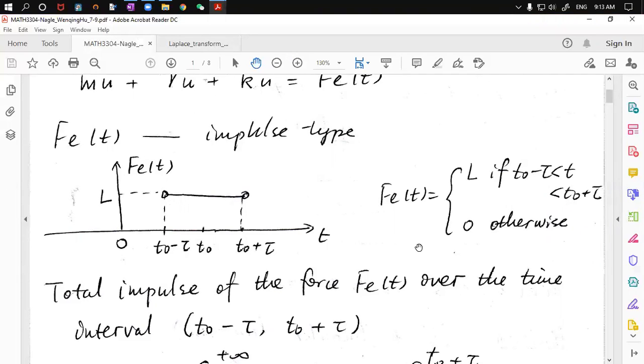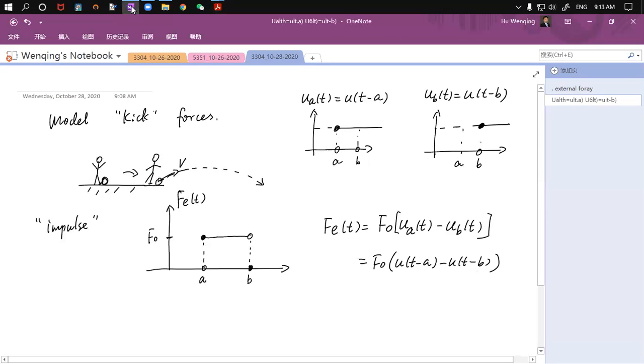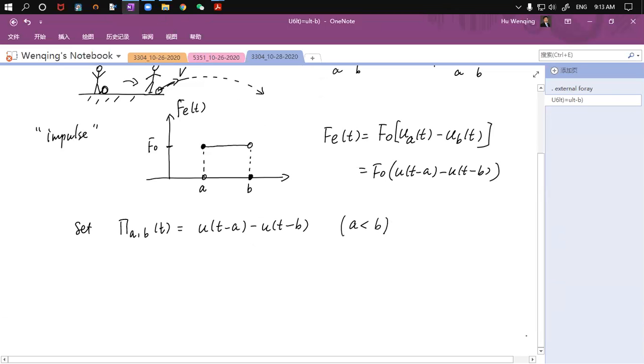Okay, so now these impulse functions are exactly what you see here. So the pi ab of t is nothing but this function. So basically, we're going to set this pi ab of t to be u(t minus a) minus u(t minus b). Let's say a is less than b, something like this. So that's going to be our pi ab of t.